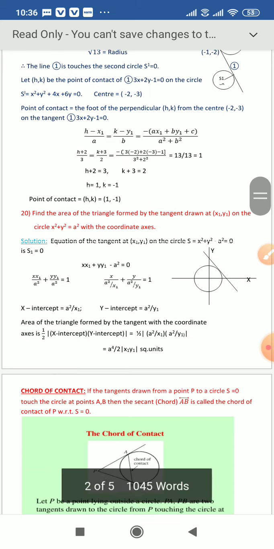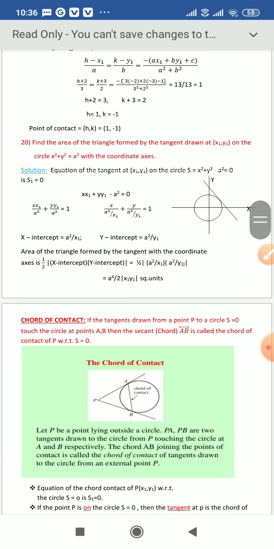Next we discuss another problem. This is also very important. This problem was in IPE March 2020. Recently this problem was given in IPE. So this is by using the equation of tangent, a simple problem.